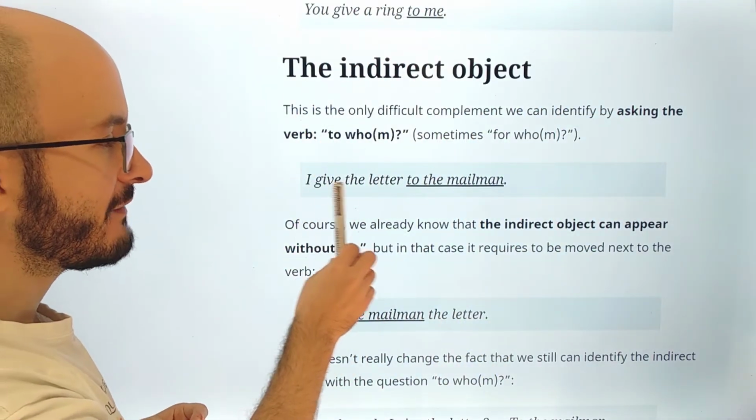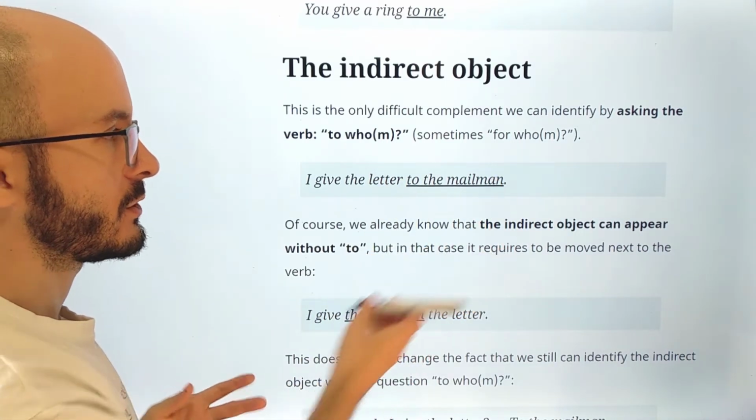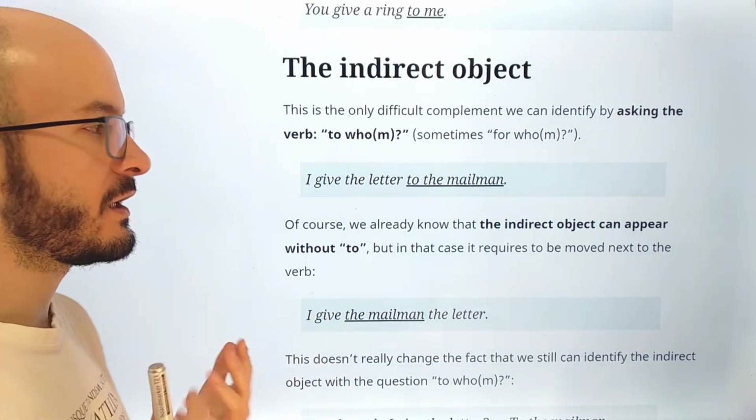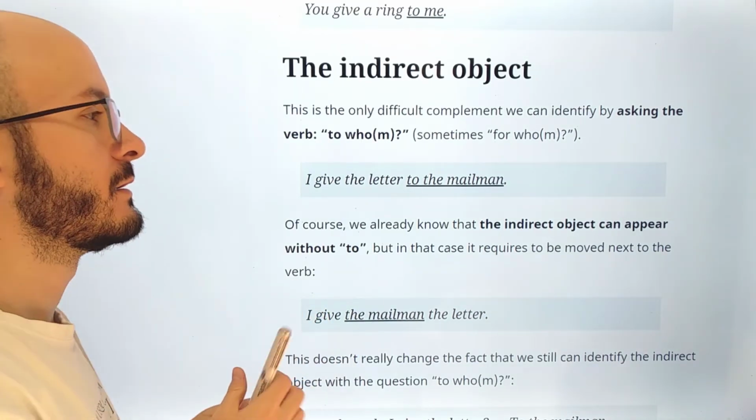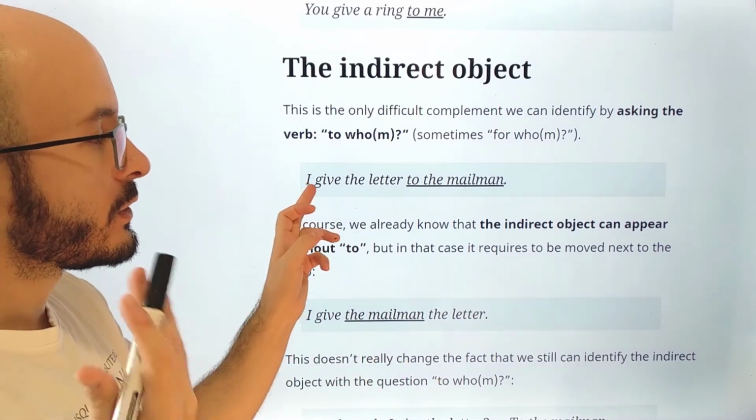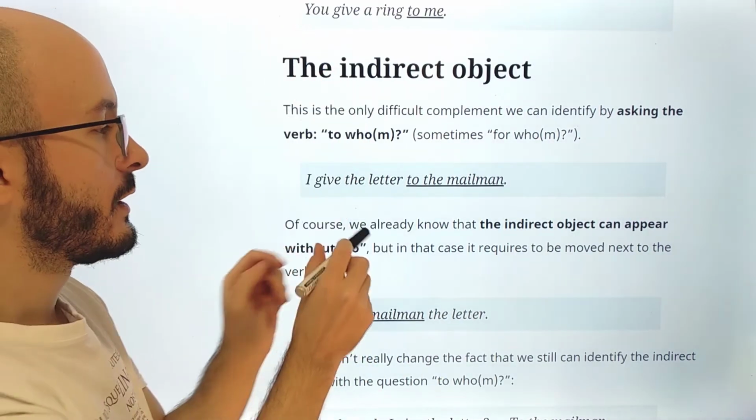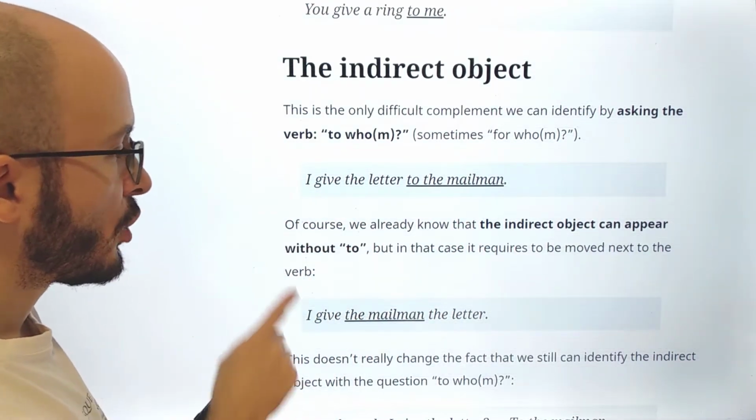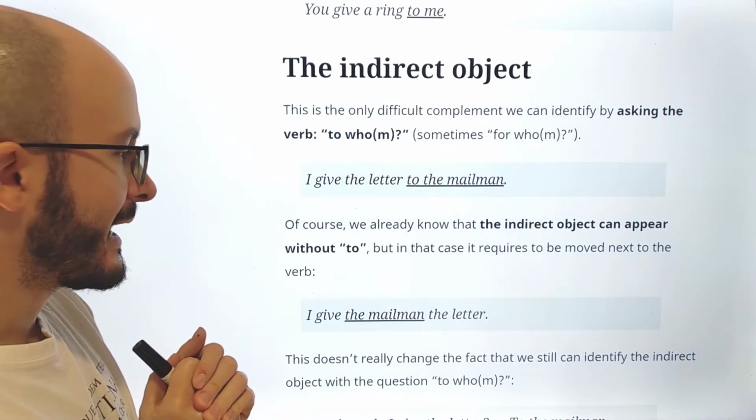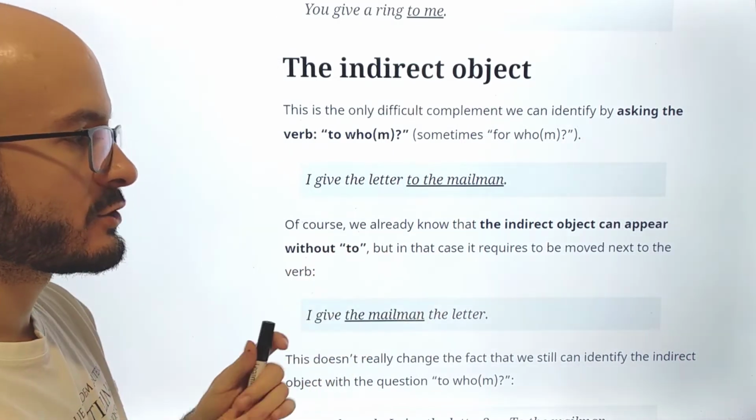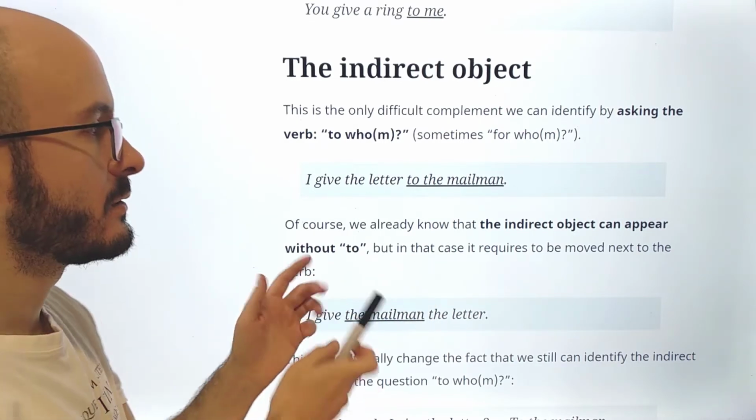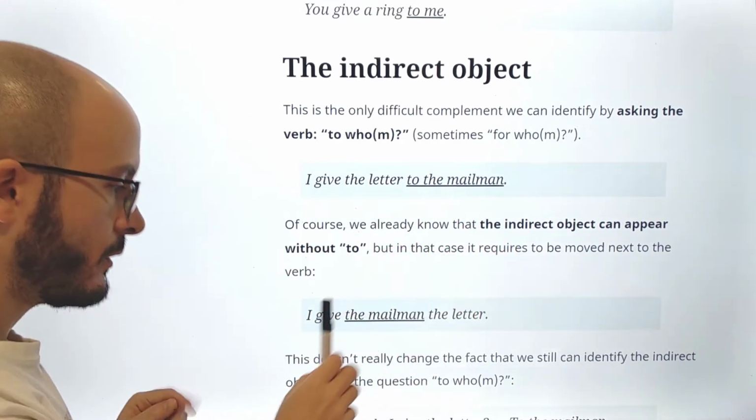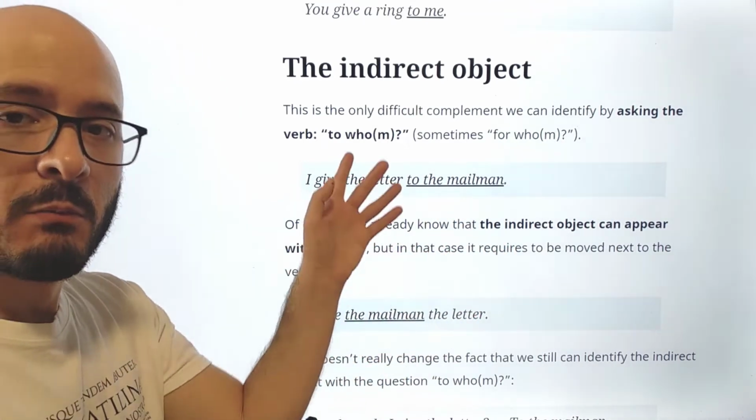So for example, I give the letter to the mailman. If we ask, to whom do you give the letter? To the mailman. Of course, we could also say, like we saw before, I give the mailman the letter. Now, we already know that the indirect object can appear without to, but in that case it requires to be moved next to the verb. So here we have the two options: I give the letter to the mailman or I give the mailman the letter. Both of them are the same.